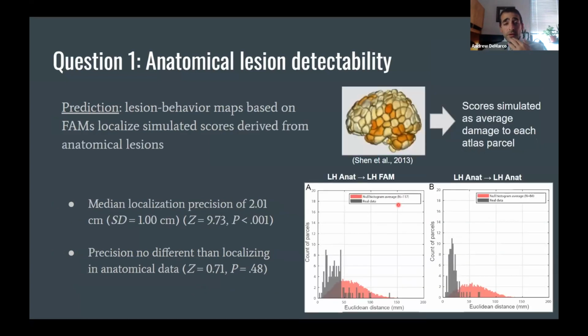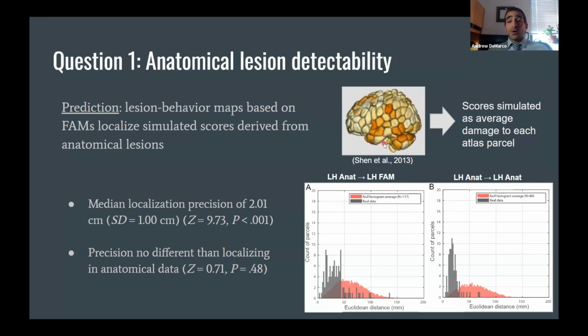We wanted to get a little more rigorous with this question, and in this analysis, we're going to ask, can we localize, in functional anomaly map data, patterns of damage that we derive from the anatomical lesion data? And so we broke the brain up into a bunch of parcels. My favorite atlas, the Shen atlas, although that preference is maybe changing for no particular reason.